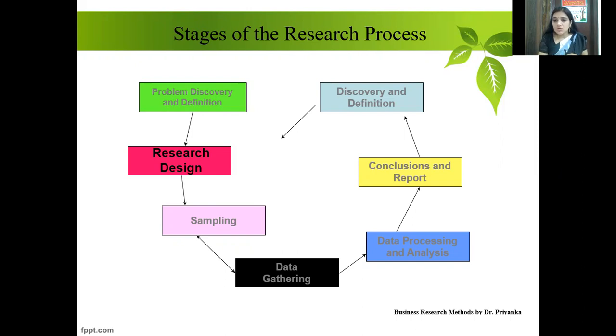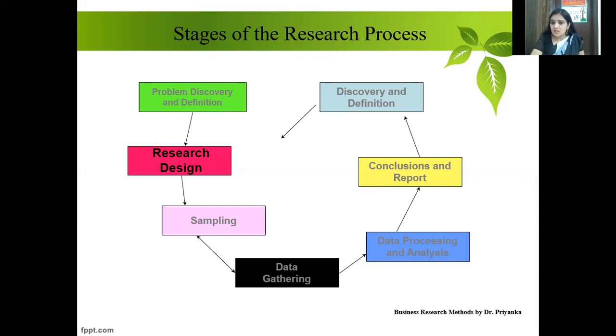Research design will consist of everything related to sampling. How would you go for the sampling? What kind of sample are you going to conduct? Then data gathering, how would you collect the data? How would you process the data and how would you analyze it? Then how would you conclude? Processed data is also one thing which would be analyzed by different people differently. Then after that, discovery and definition would be dependent on the results and conclusions. That is another thing, but still everything is dependent on research design here.